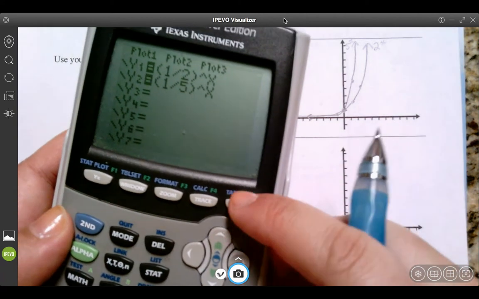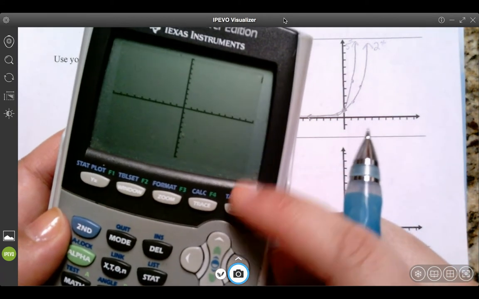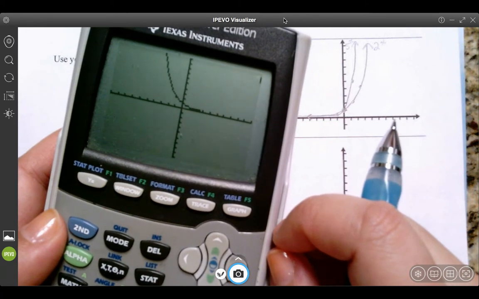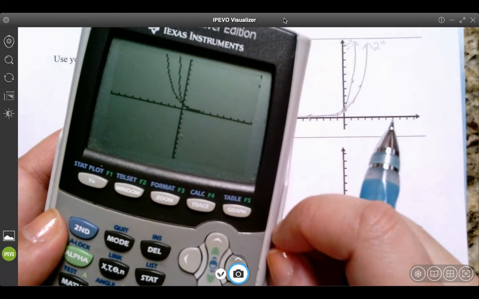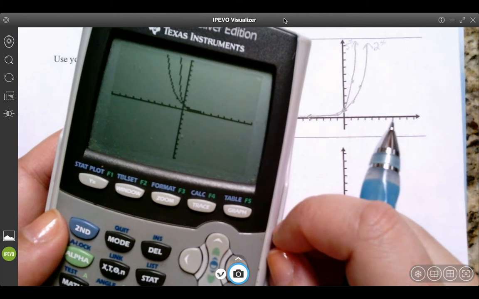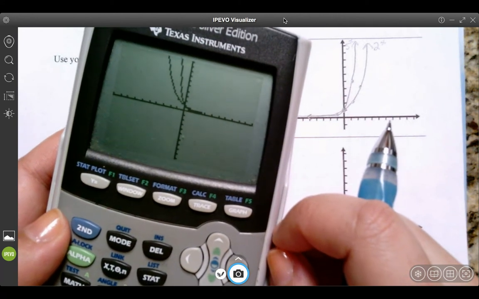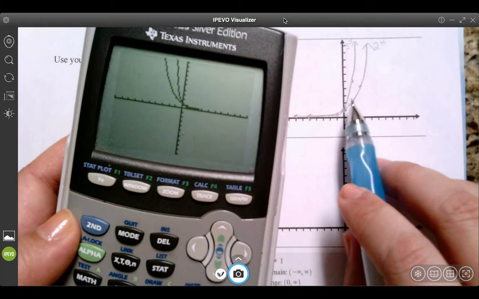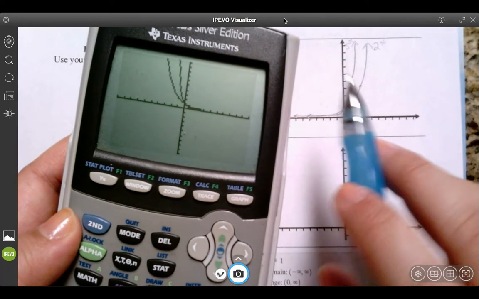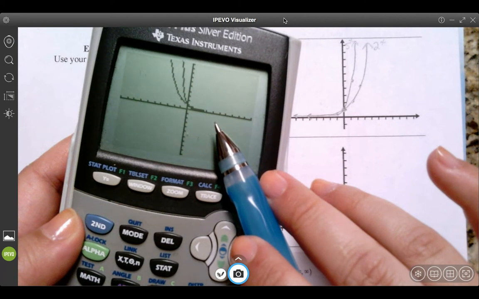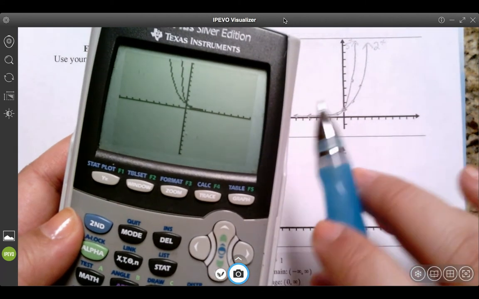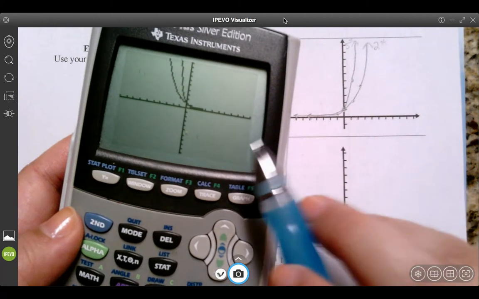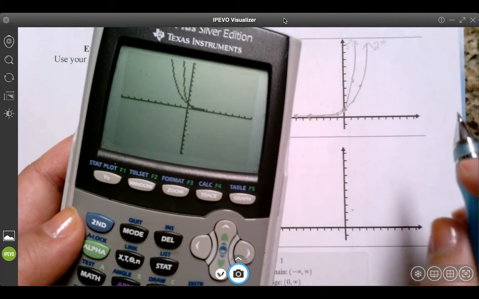We're going to go ahead and graph it still in the standard window. And that's the first one we graphed, which was 1/2 raised to the x. And there's the second one we graphed, which was 1/5 raised to the x. Okay, so what do you notice about these graphs? If you look at the one that we drew earlier, and you look at the one that we just graphed, there's some similarities, but there are definitely some differences, right? They look like mirror images of each other, and they actually are mirror images of each other.